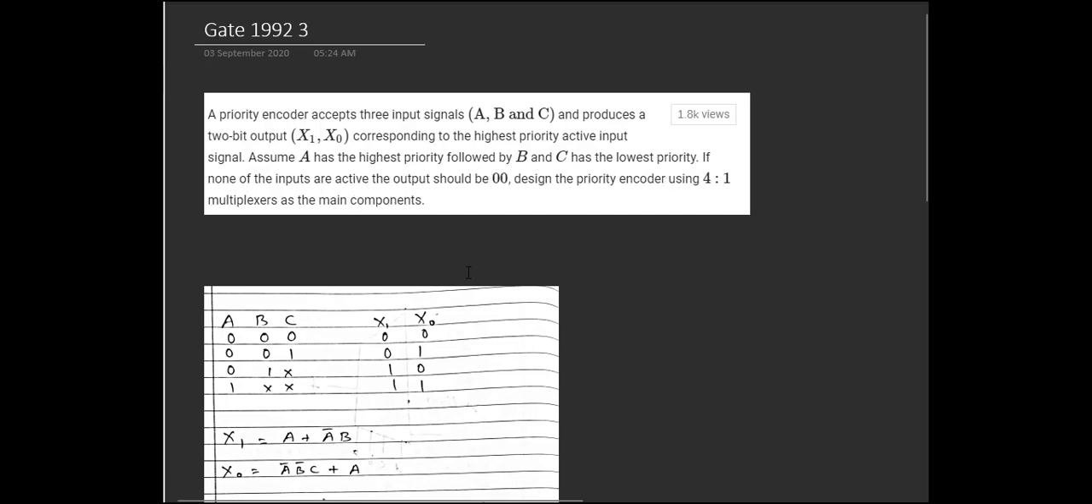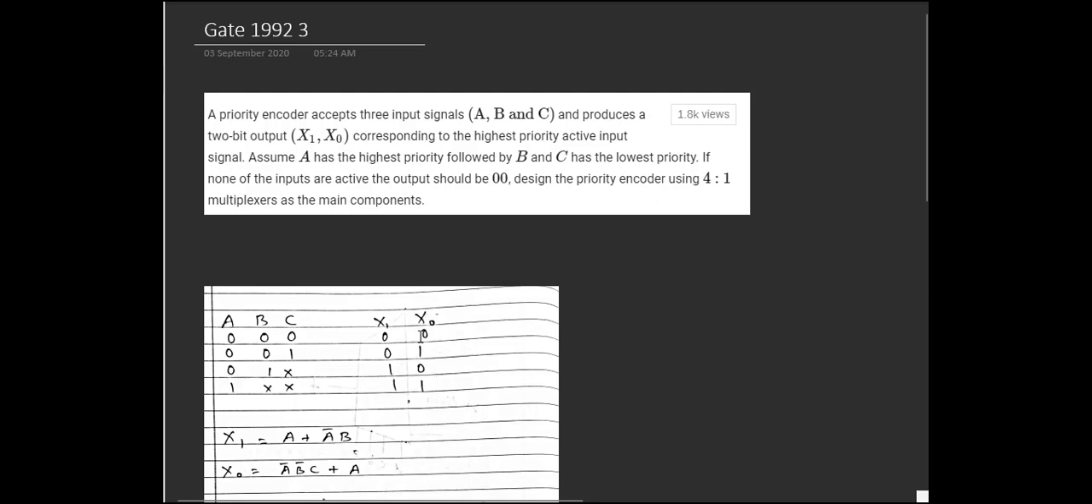If the inputs are not active, then it should be 0, 0. So if all of them are switched off, that is 0, 0, and 0, then the output should be 0, 0. If C is 1, then we have assigned the output 0, 1. If B is 1, then we have assigned the output 1, 0. This is 1 basically, this is 2, and this is 3. So when A is 1, then this is 3.